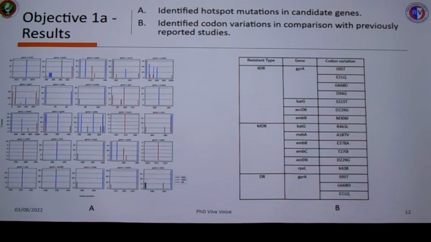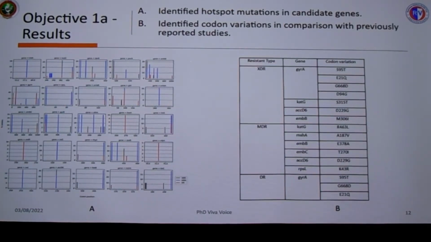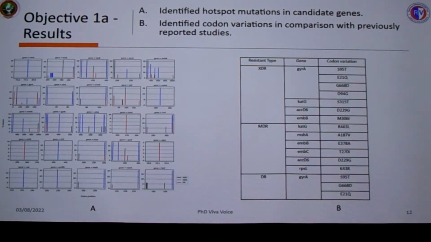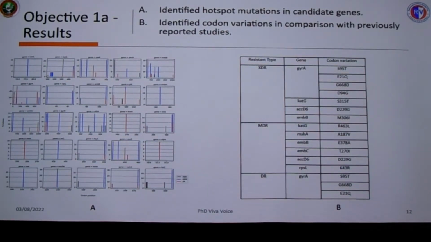So we considered all the important drug-resistant genes in tuberculosis, and then we identified all the codon variations present at these regions. We were able to identify some hotspot regions of mutations in these resistant genes, and this is also validated against the published articles and deposited here. Basically, why we require this is, we know that from this codon variation to this codon variation, there are a lot of mutations happening.